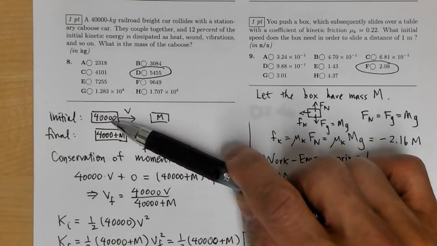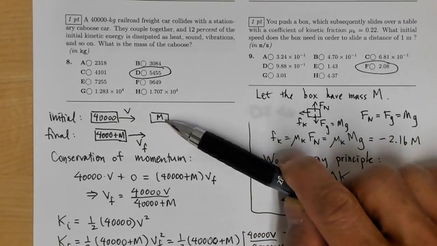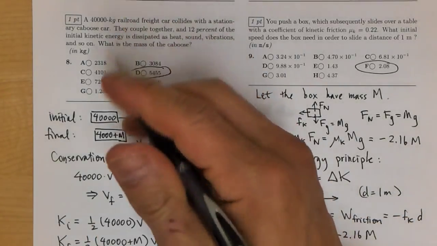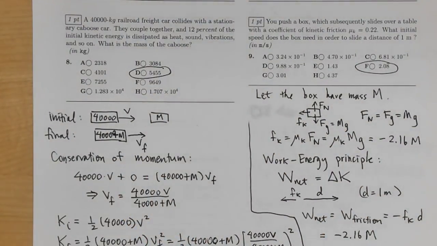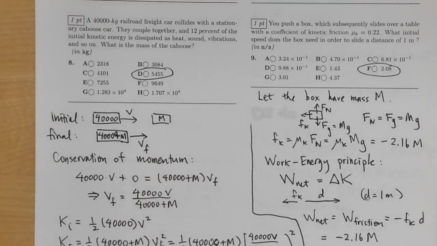We have 40,000 kilograms with some velocity v. This caboose has mass capital M. It's not moving. And so now we have, there's a missing 0 here. We have 40,000 plus m mass here, and that's moving with the velocity v final.